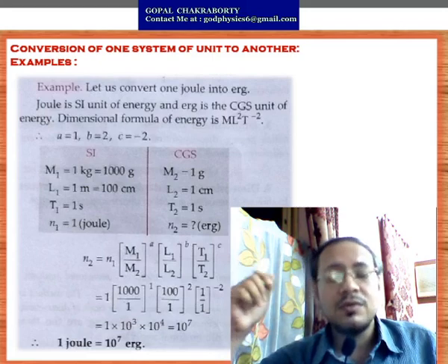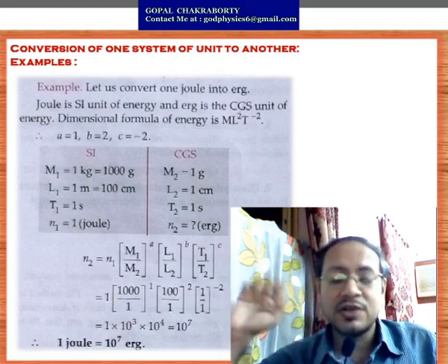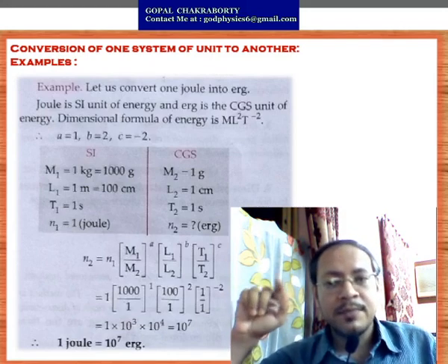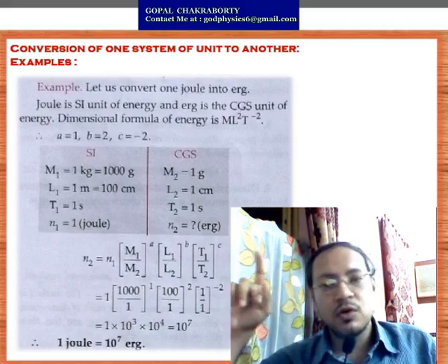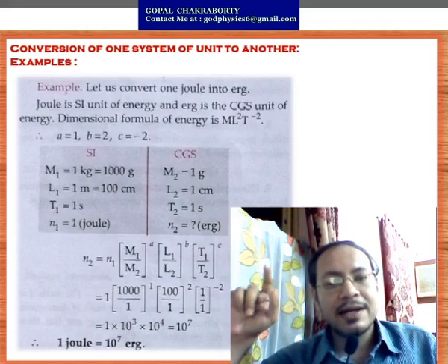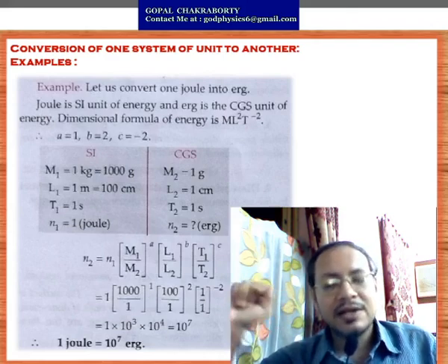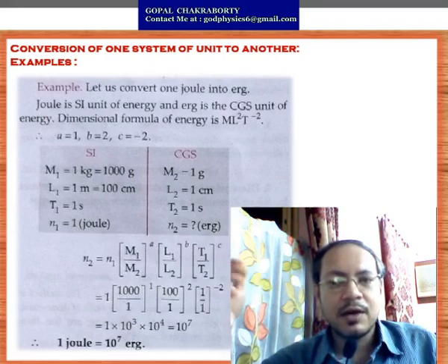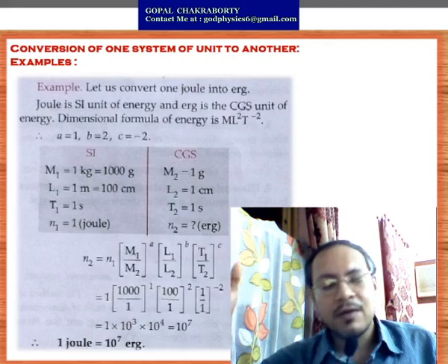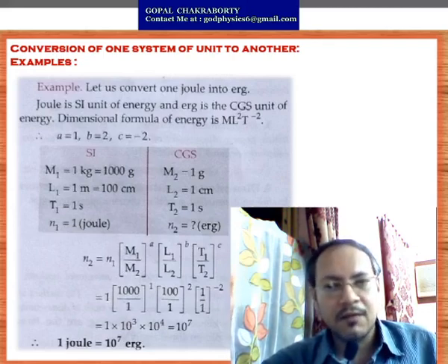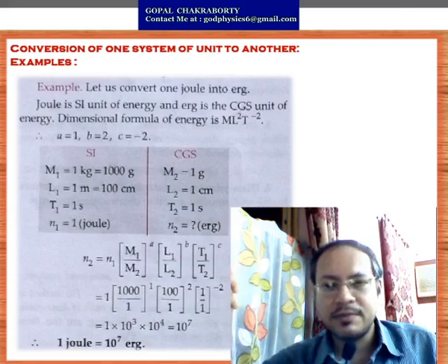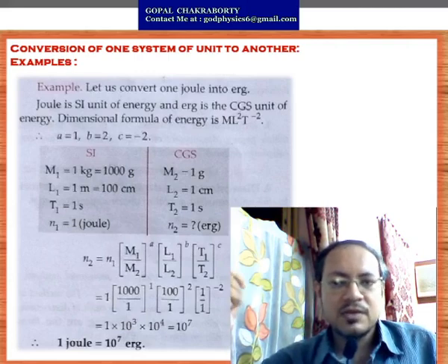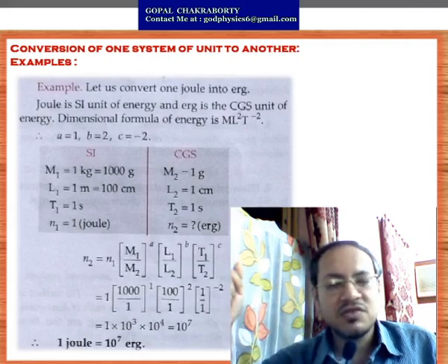As you know, the formula to convert from one system of units to another is n2 equals n1 within square bracket m1 by m2 whole to the power a, within square bracket l1 by l2 whole to the power b, and t1 by t2 whole to the power c. Now if you substitute the values of m1, m2, l1, l2 and t1, t2, you will get 1 into 1000 by 1 whole to the power 1, 100 by 1 whole to the power 2, and 1 by 1 whole to the power minus 2. Ultimately, that equals 10 to the power 7.